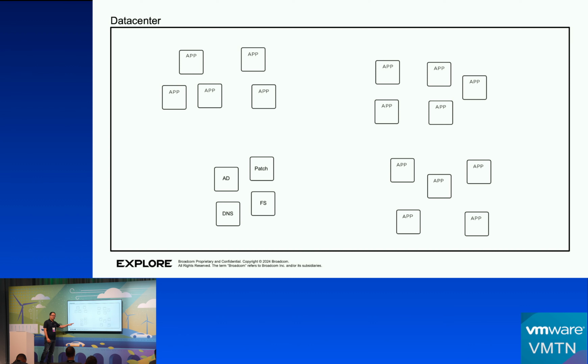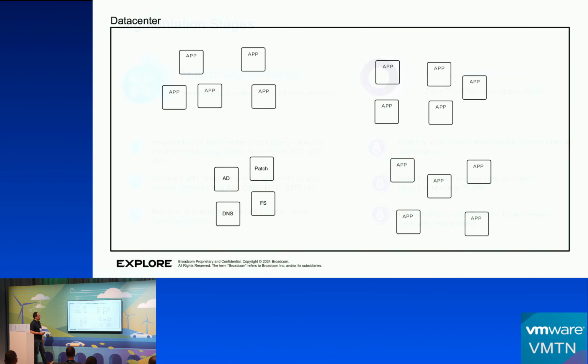Then you also have a bunch of common services in your DMZ zone. Active Directories, NTP servers, DNS servers, and so on and so forth. We call it the common or shared services.